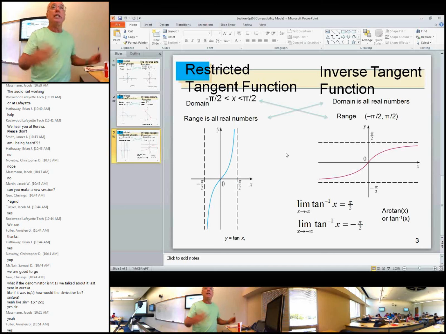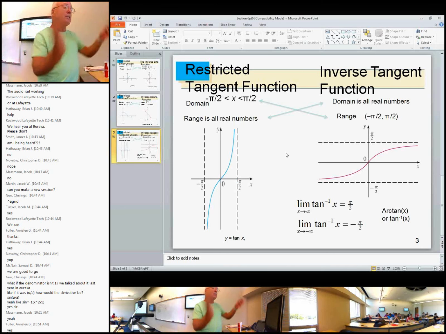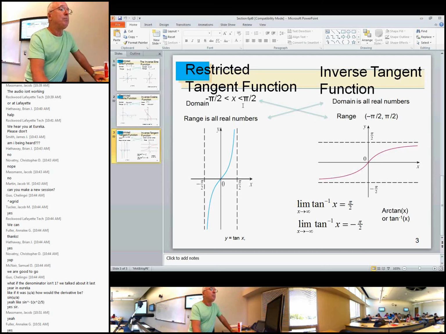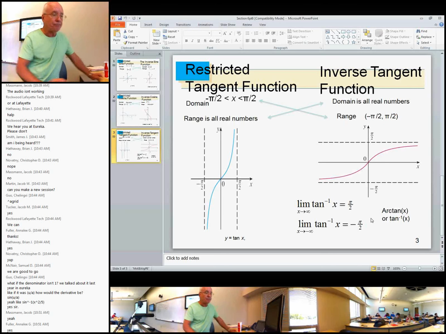Now when we do the inverse tangent function, we basically flip it on its side, and the domain becomes the range, and the range is minus pi over 2 to pi over 2. So that's important to remember, the minus pi over 2 to pi over 2, and it's called the arctan or the tan inverse. Either one is fine for the inverse.